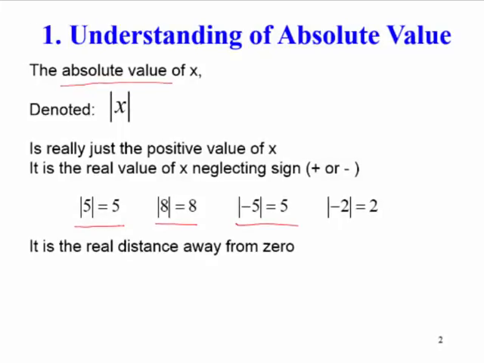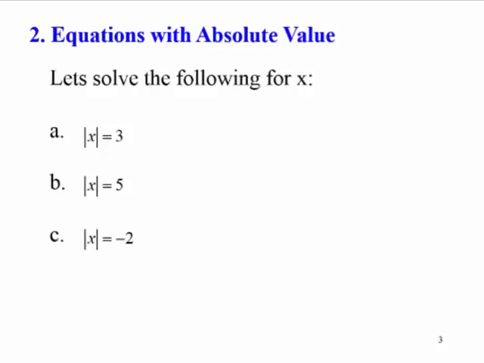And the absolute value of minus 2 is just 2. So if it's positive, that's what you get. If it's negative, you just take the positive. So it's really its magnitude. So we can have equations with absolute values.